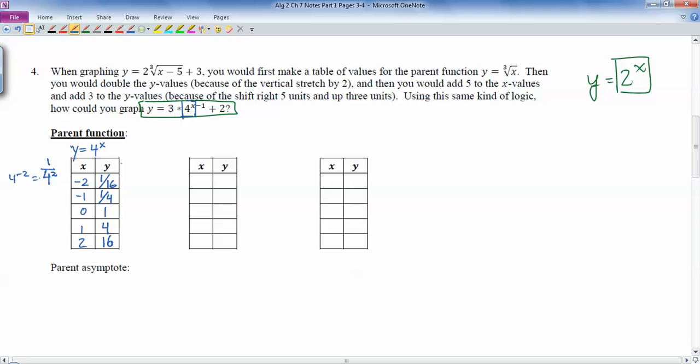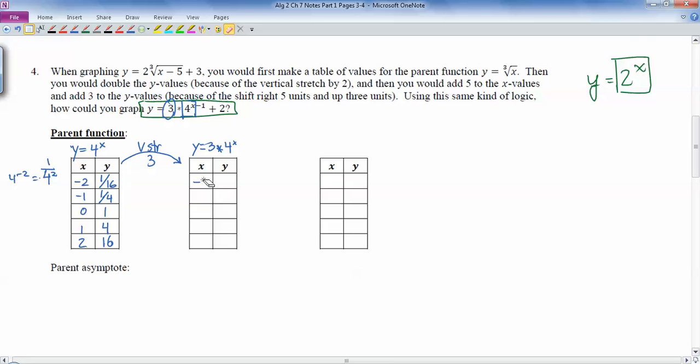So then to get to the next step, we would do any vertical stretches. And in this case, our vertical stretch is 3. It's that multiplier in front. So vertical stretch by 3, it's going to give us y equals 3 times 4 to the x, just like that. So the x's stayed the same.